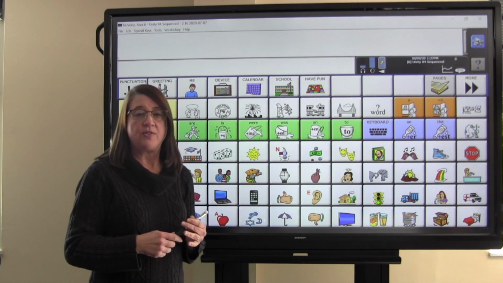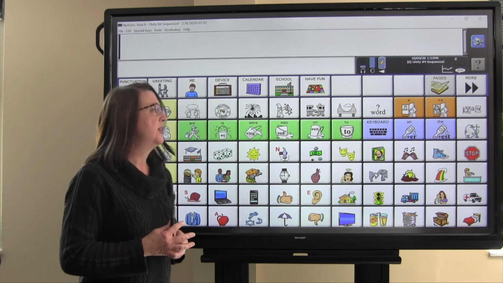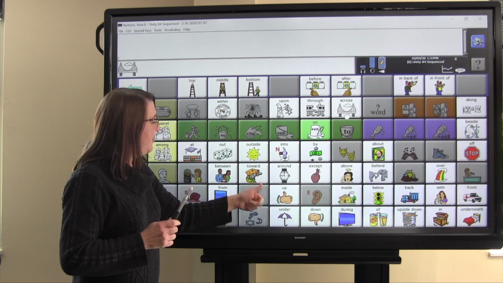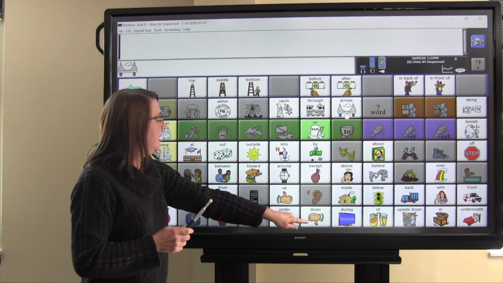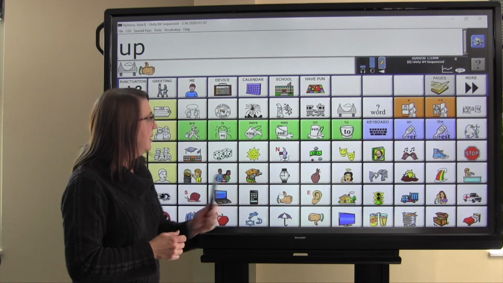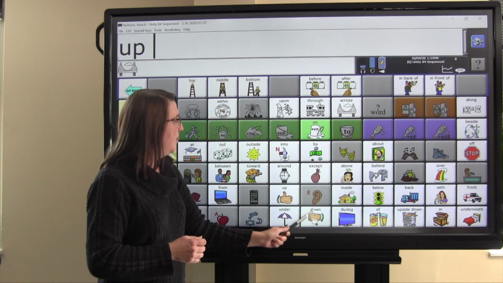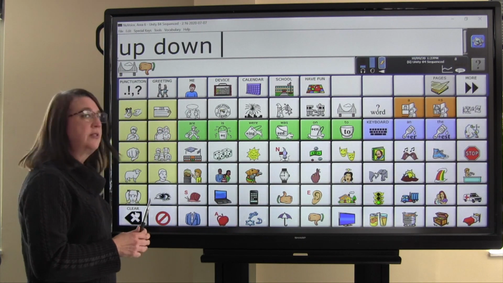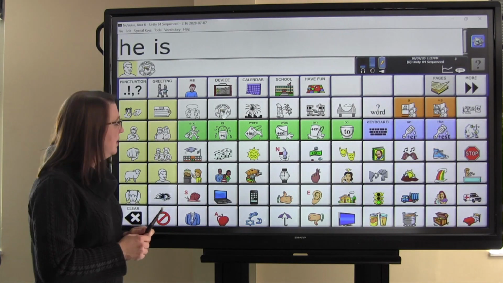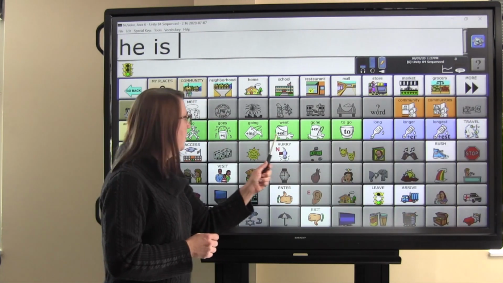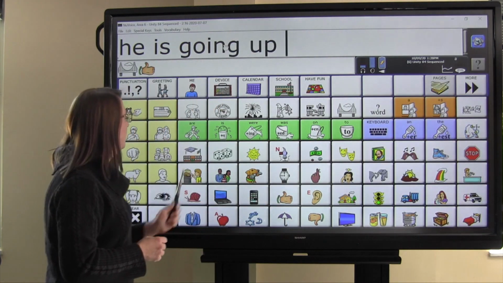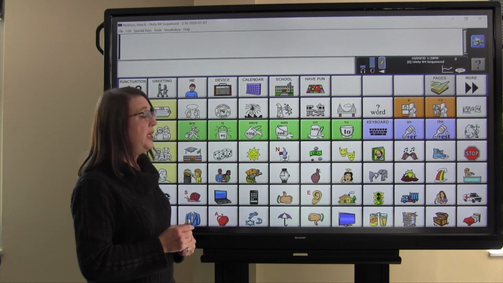Let's take a look at some of the different prepositions that are in the system. So if I select my bridge key, I have my thumbs up key and my thumbs down key, and as prepositions they represent up and down. So I can say up, I can say down. Let's say he is going up. He is going up. Or she is coming down.